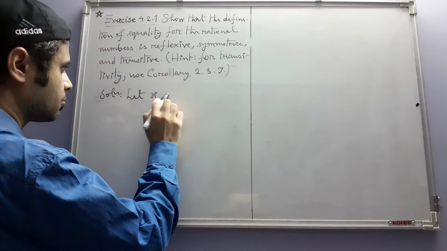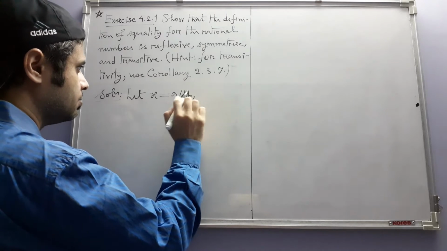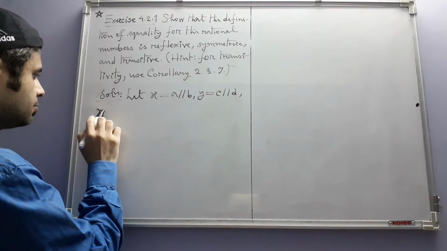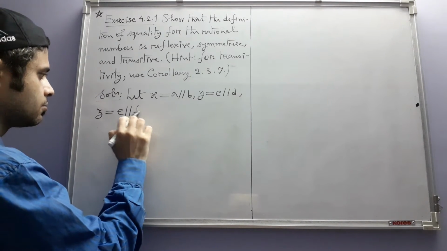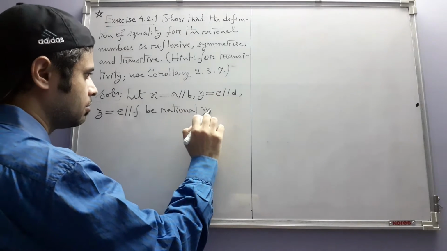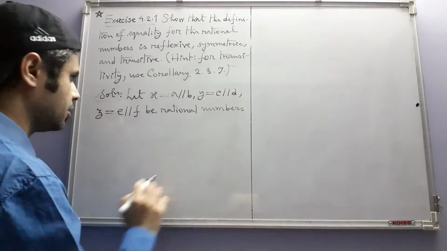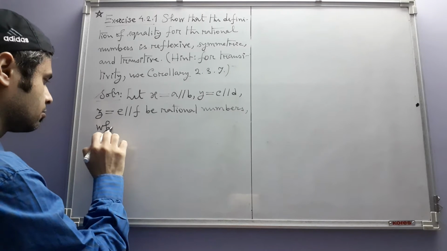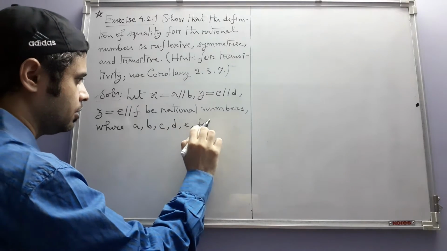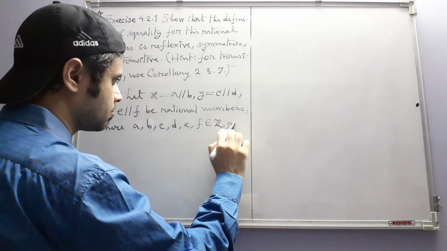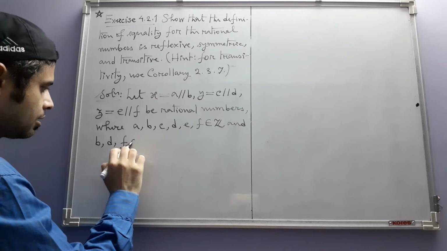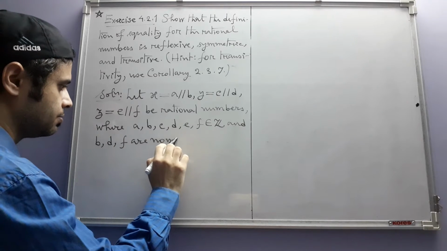Let x equal to a by b, y equal to c by d, and z equal to e by f be rational numbers where a, b, c, d, e, f are all integers, and b, d and f are non-zero.